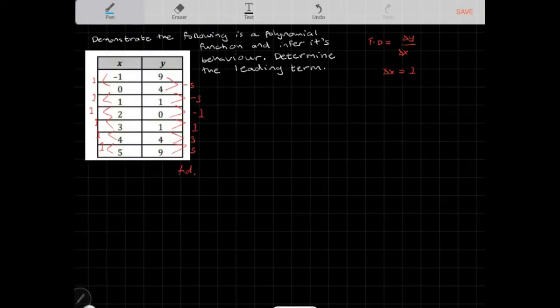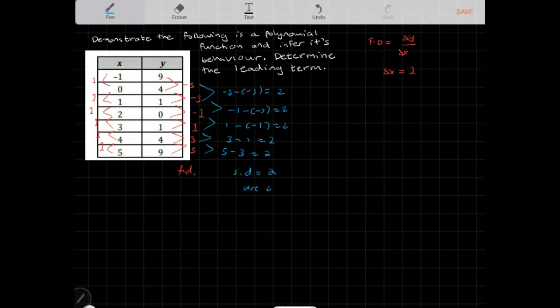Let's take a look at our second finite differences. So our second finite difference is negative 3 minus negative 5, right? So in this case, it's going to give us 2, negative 1 minus negative 3, which is 2, 1 minus negative 1, which is 2, 3 minus 1 is 2, and so forth. So you can notice that our second finite differences are constant, and because our finite differences are constant, this is a polynomial function. Because the second finite differences are constant, we can understand that the polynomial function will have a degree of 2. Okay, so therefore it's a quadratic function.